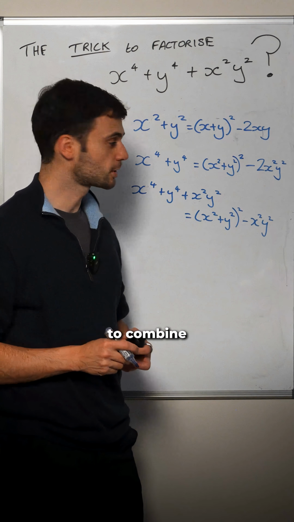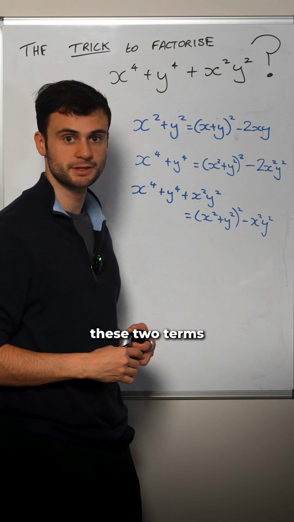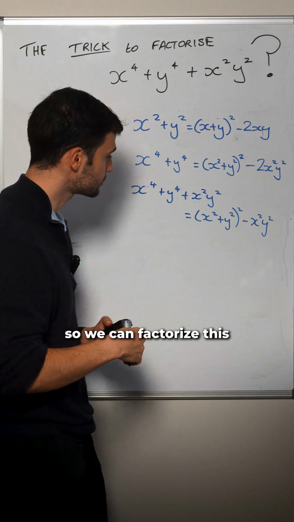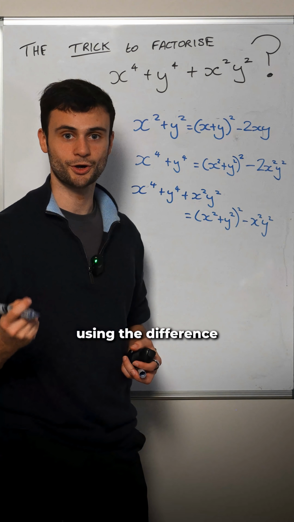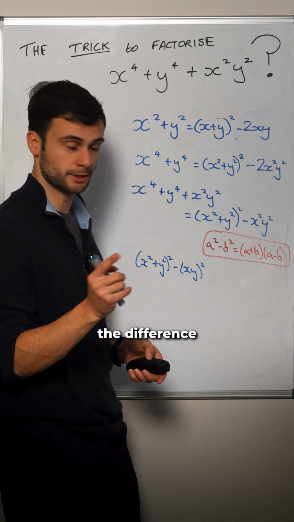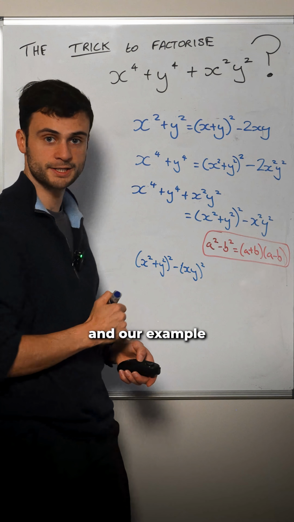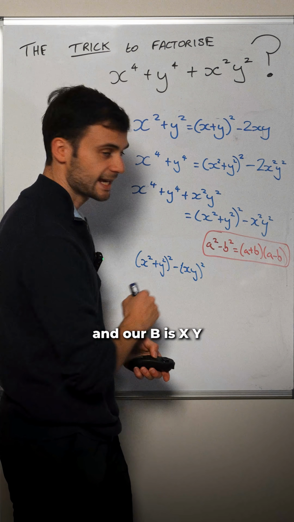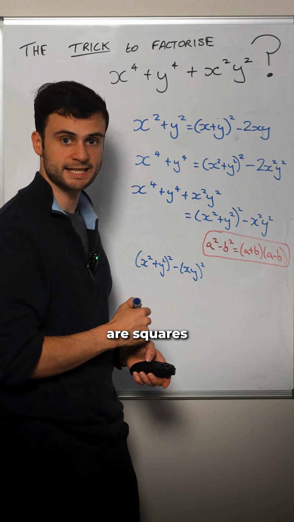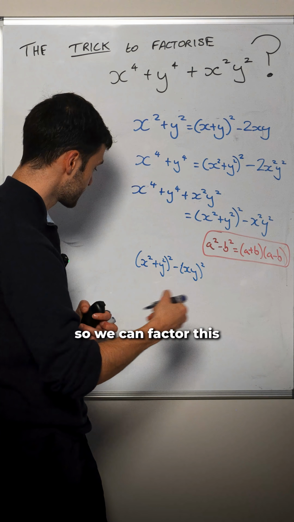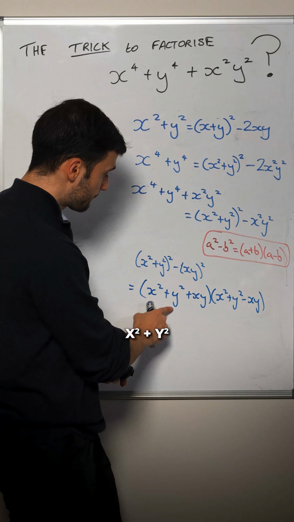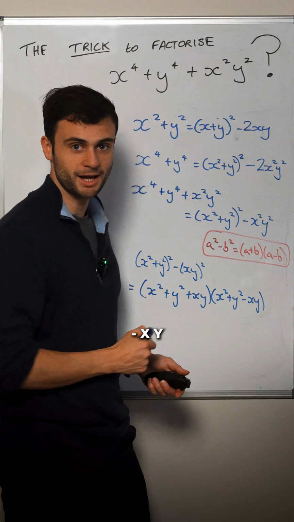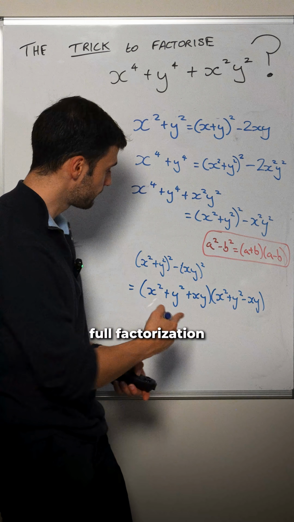We've got a second trick to combine these two terms. Both of these terms are squares and we are subtracting them. So we can factorize this using the difference of two squares. The difference between our formula and our example is our a is x^2 + y^2 and our b is xy. So both of these terms are squares and we are subtracting them. So we can factor this using this formula: (x^2 + y^2 + xy)(x^2 + y^2 - xy). So that's your full factorization.